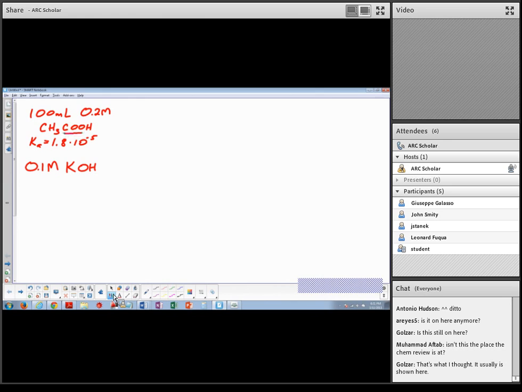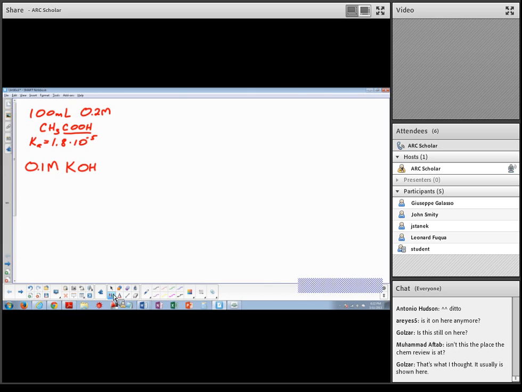Anytime you see COOH, or COO with the H over here, or CO2H, if you ever see anything like that, it's an organic acid, and those are all weak acids. So we have a weak acid. What about potassium hydroxide, strong or weak? Strong. That's one of our group 1 metal hydroxides.